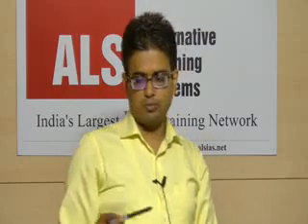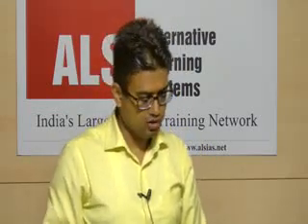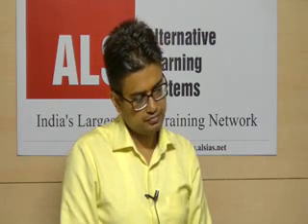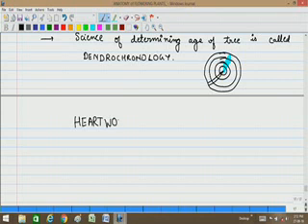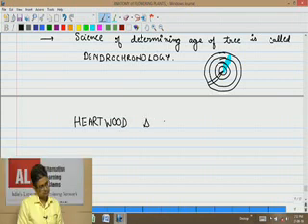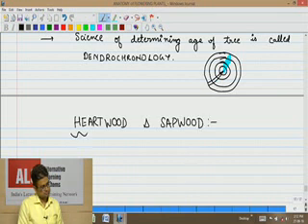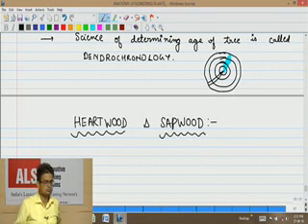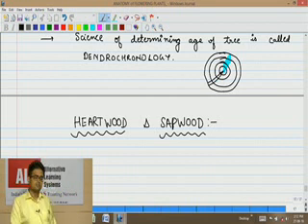Now we have another subtopic in this category. It is called heartwood and sapwood. Heartwood and sapwood.